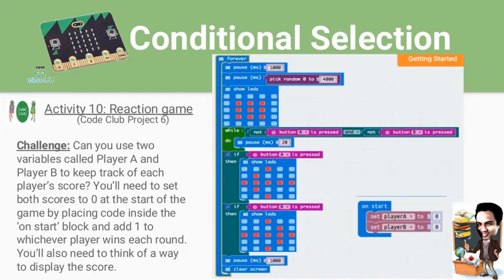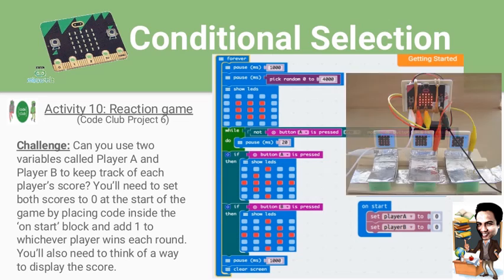Activity 10. Reaction Game. Challenge: can you use two variables called player A and player B to keep track of each player's score? You'll need to set both scores to 0 at the start of the game by placing code inside the onStart block and add 1 to whichever player wins each round. You'll also need to think of a way to display the score.